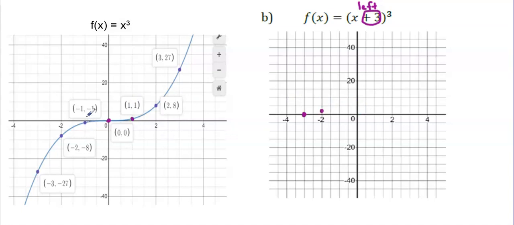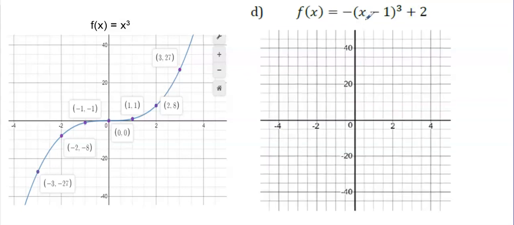And then I'll move this negative 1, negative 1. Come back up to this 2, 8. And then 3, 27. And I can put this point right here. There's room. So negative 2 moves over to negative 5. So that would be right here. And then down 8, which gives me this curve.